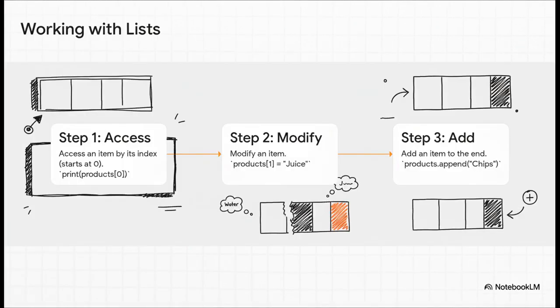So, how do we actually use a list? Well, we can grab an item by its position, which we call an index. And a quick pro tip, we programmers always start counting from 0. We can also swap an item for something else or tack a new one onto the end using a handy little command called append. Yeah, it's just super flexible.